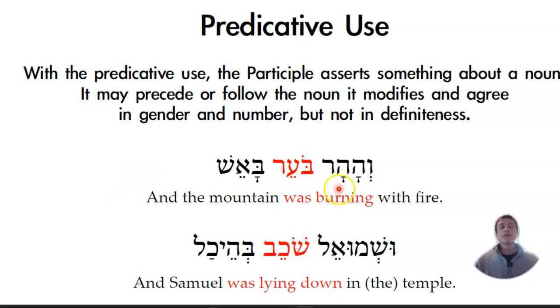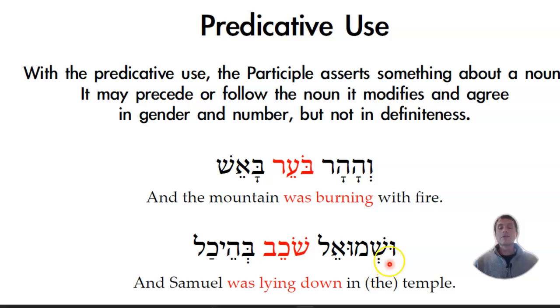So here's an example of a sentence. V'hahar bo'er ba'esh. And the mountain. This is "and the mountain." And here's our participle, bo'er. Notice that holam after the first consonant, and then the tsere. It's a masculine singular participle, modifying mountain. And the mountain was burning with fire. That bet is "with," esh is fire. The mountain was burning with fire.